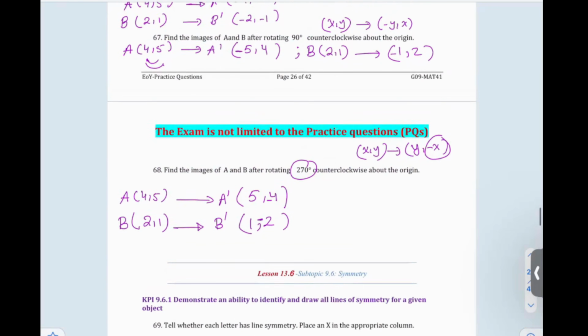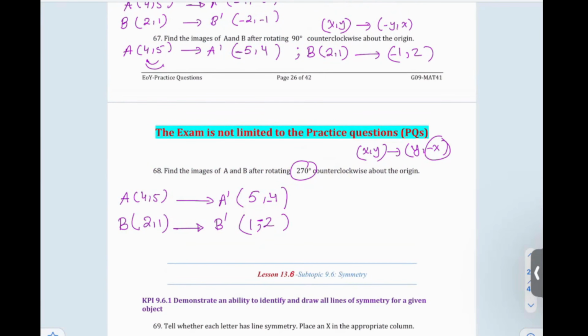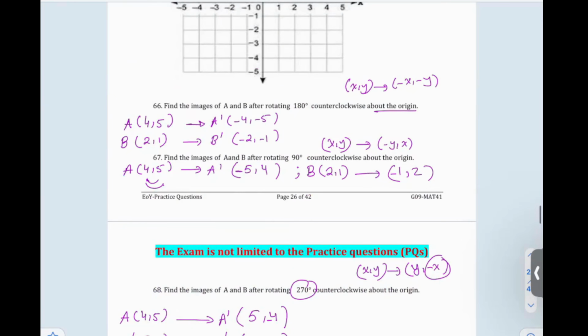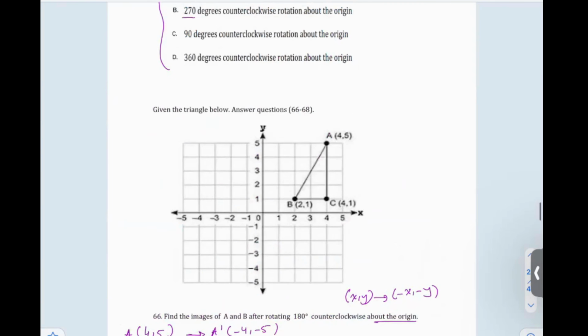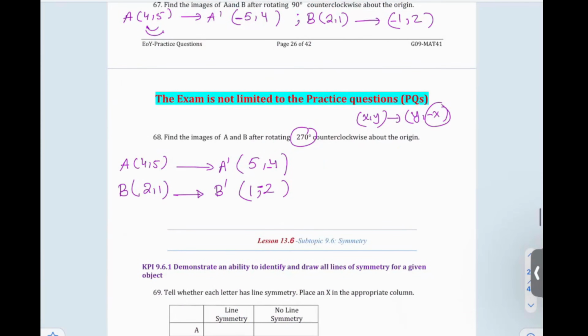For further details, if you want to come back to the original rotation lesson, if you want to rotate about a point, not the origin, you can refer to lesson 13.3 in module number 13 on the YouTube channel. But in this revision sheet, we don't need that.